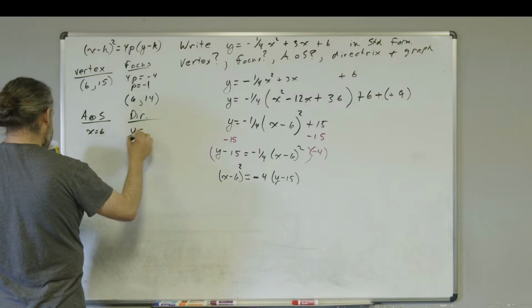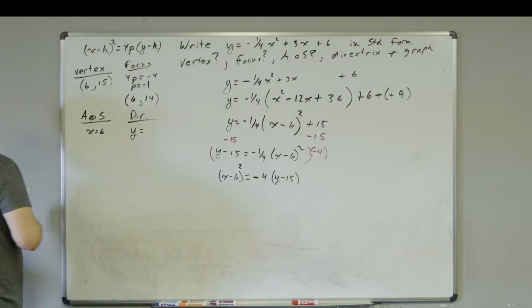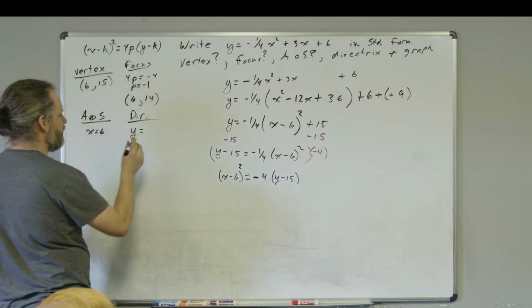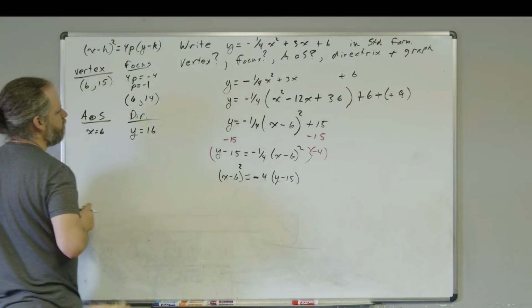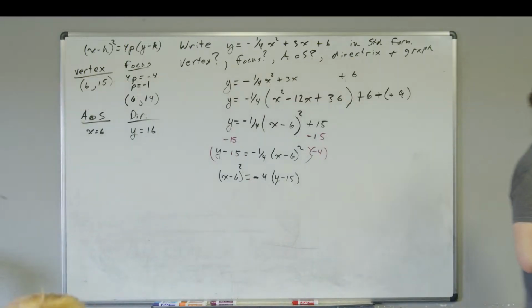X minus 15, or X equals 15 minus... -1. X equals 6, or Y equals 16. That's also a line, and that's from the equation. I thought it was another method. Okay, let's graph the thing.